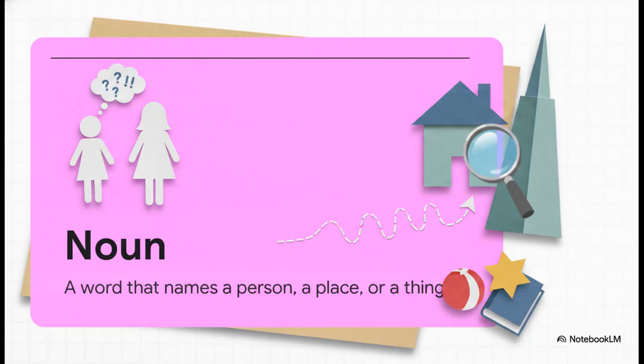So the absolutely crucial point is right here in this definition. A noun is simply a word that names a person, a place, or a thing. That's really it. Whenever you point to someone, refer to a location, or talk about an object, you are using a noun. It's basically the label we stick onto the world around us so we can actually talk about it.